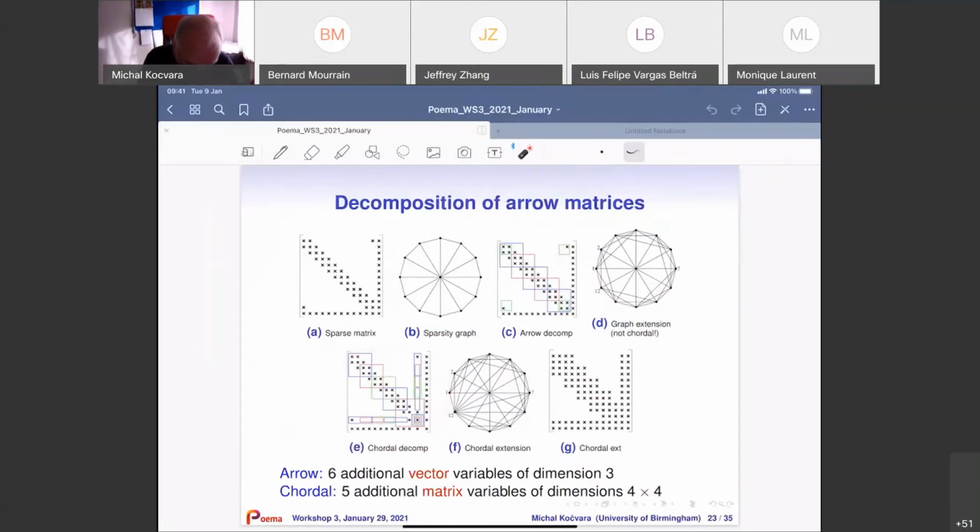So in particular, for this example, using the chordal decomposition, we would have 5 additional matrix variables of dimension 4 by 4. Using the arrow decomposition, we have 6, but vector variables of dimension 3. And of course, for bigger examples, the difference between this and that will become much bigger.